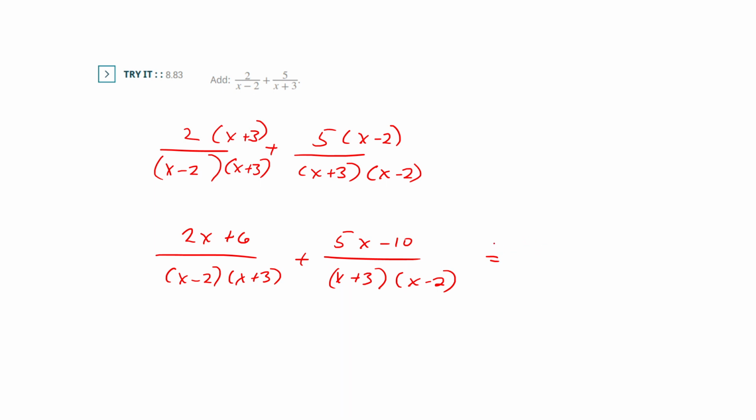So I'm going to add this top. I've got 2x's plus 5 more. I've got 7x. I've got 6, and then minus 10. And there we go. Now we will get to the point where we're going to need to see if we can factor this and see if anything cancels, but so far it does not.